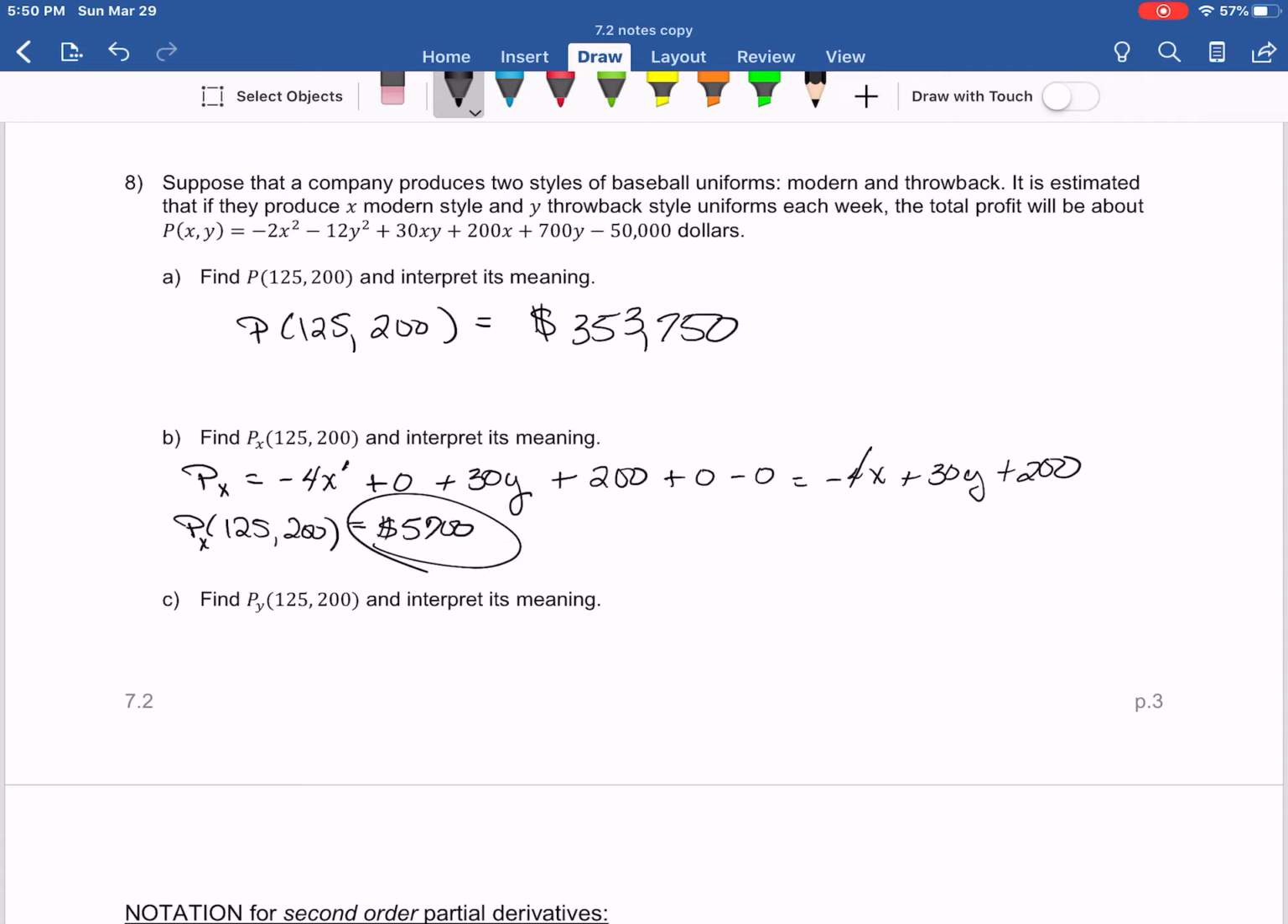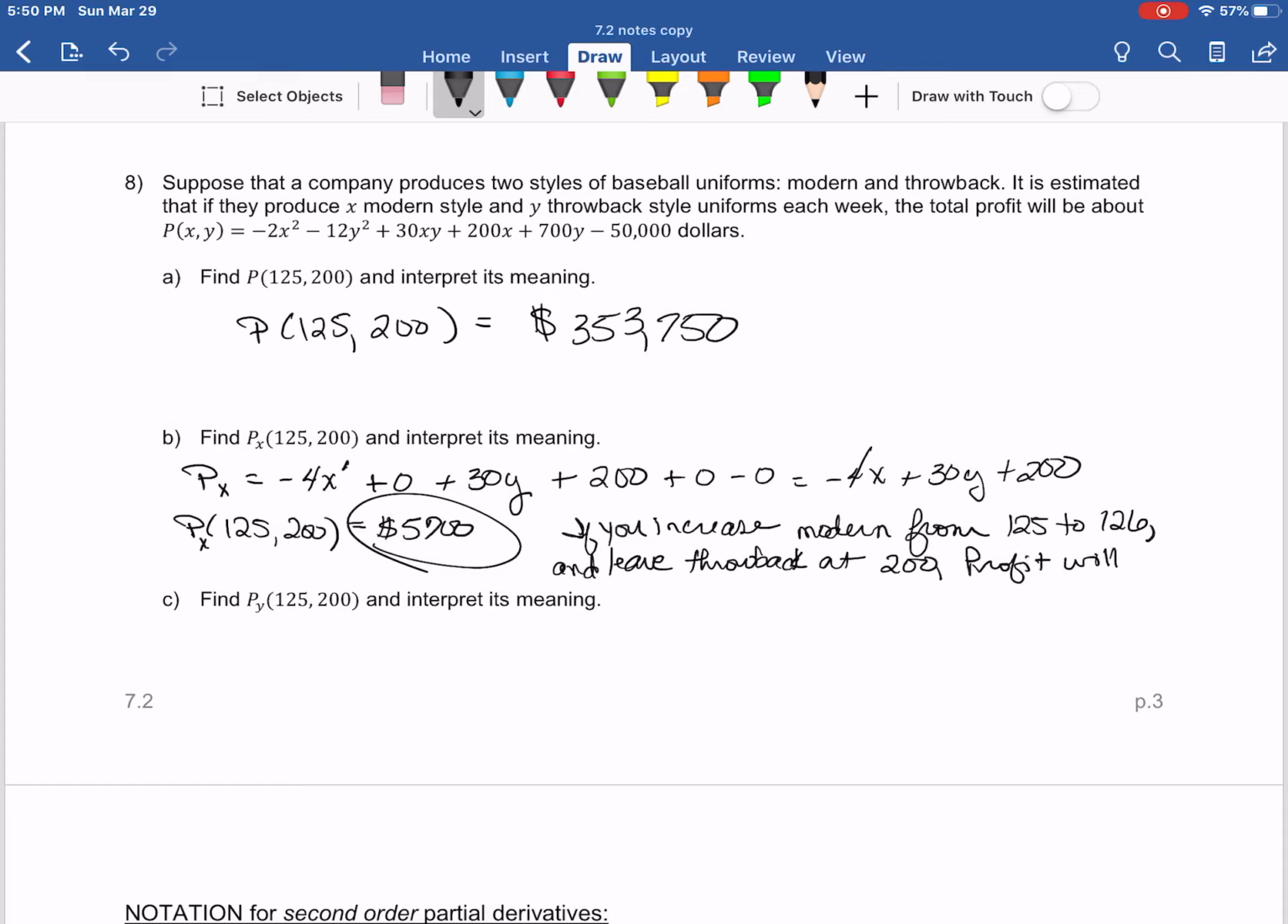All right, so interpret your answer, right? So if you increase modern from 125 to 126, and leave throwback at 200, profit will increase by about $5,700.